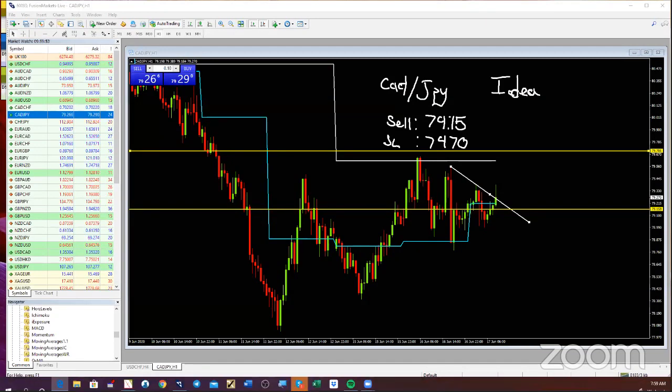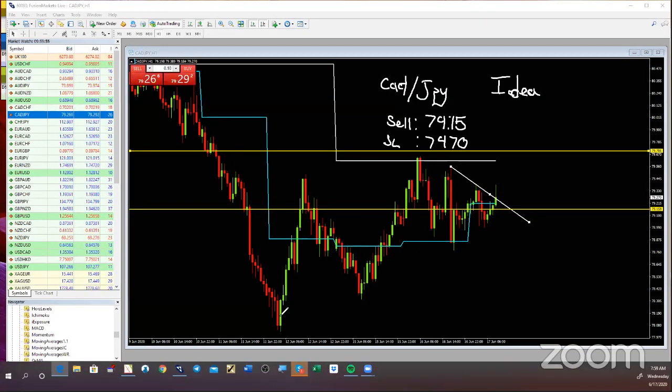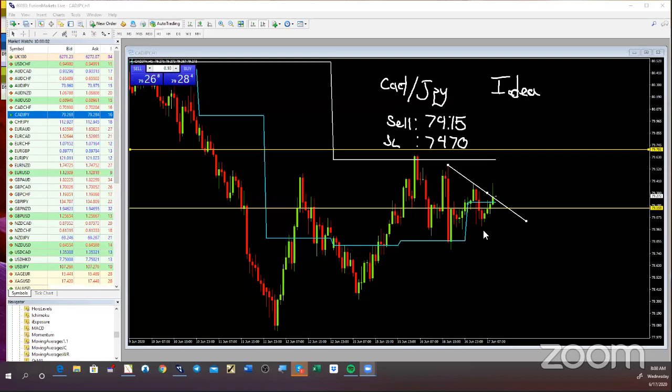Now that would probably also coincide with trying to sell off this CAD yen as well. So if the global equities are looking like a risk-off scenario, then this CAD yen will shape up to be a decent-looking trade. If they don't, then the CAD yen probably won't.